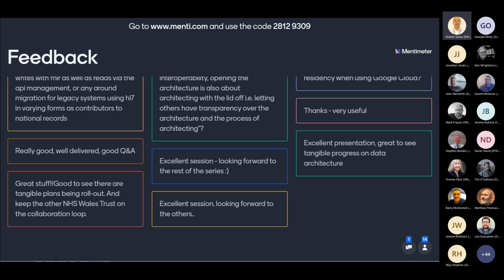We can get a cup of tea, a cup of coffee, because we haven't broken. Yeah, I just realised. And perhaps an early lunch as well. So hopefully see some of you this afternoon.